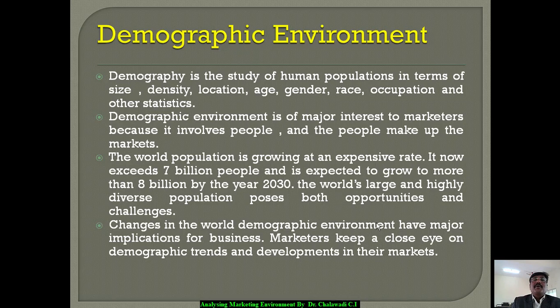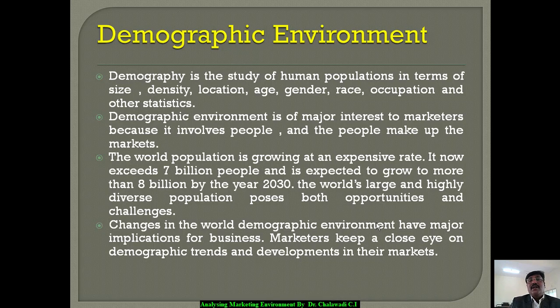What is the demographic environment? Before going into it, we should discuss what demography is. Demography is the study of human populations in terms of size, density, location, age, gender, race, occupation and other statistics. We should know the size of the population, the density, the location where the people are staying, the age of the customer, gender, and occupation, what they are doing.